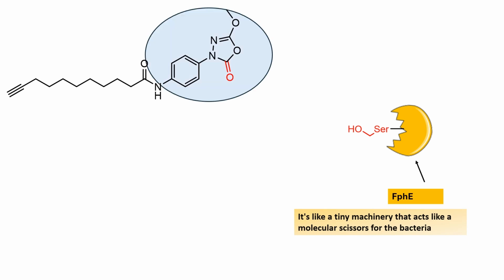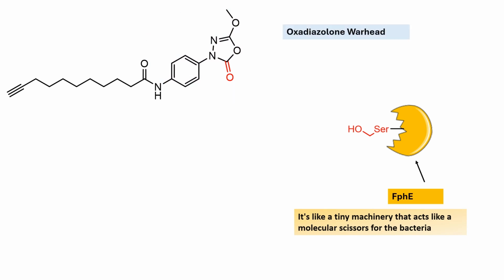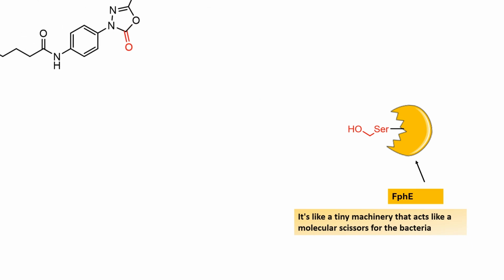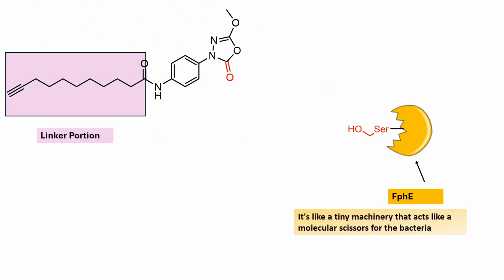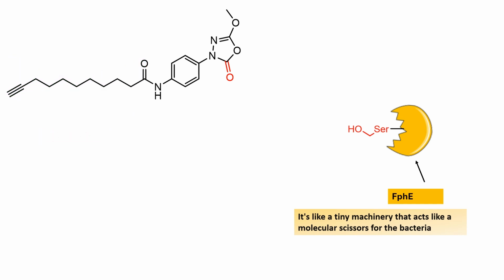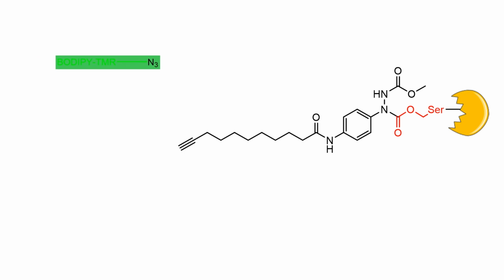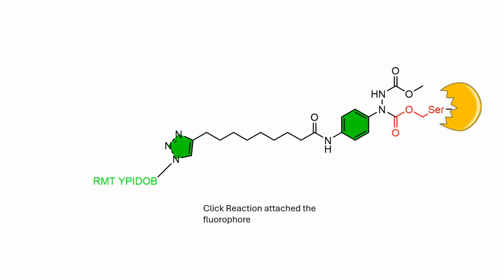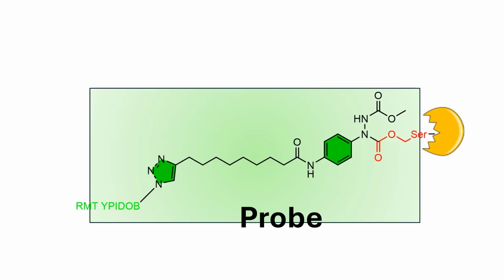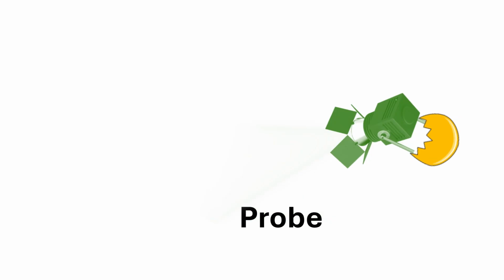The probe itself is an ingenious design consisting of three main parts. First there is the warhead, which connects directly to the enzyme. Then there is the linker portion, which connects the warhead to a fluorophore. A fluorophore is a dye molecule that glows brightly when exposed to light, and this makes it possible to track the molecule for imaging studies.